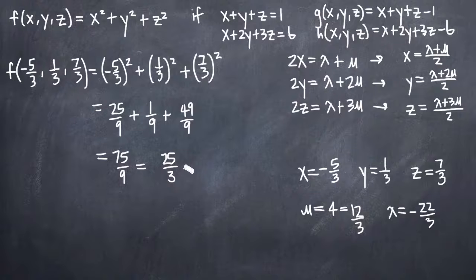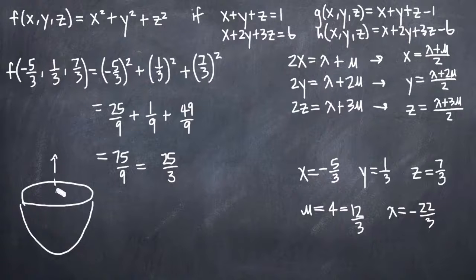All we need to do now is figure out whether or not 25 thirds is a maximum or a minimum value. And luckily, it's relatively easy for us to do that in this case because we know that f of x, y, z, this function here, x squared plus y squared plus z squared, is the standard equation of a paraboloid that opens up, right? So you can kind of think of it as a 3D parabola like this in an XYZ three-dimensional coordinate system like this, right? The paraboloid that opens up.